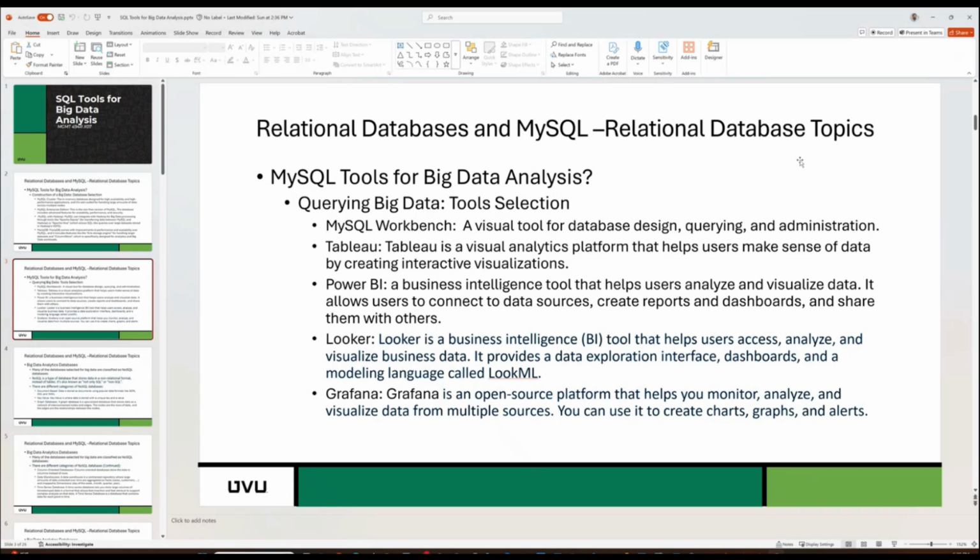Now you have Power BI from Microsoft that's really starting to make a lot of inroads and things like that. I'd never heard of this thing called Looker, but when I was looking up different analytics tools, it was one that popped up. Maybe some of you have some familiarity with it. Grafana is something I've used a lot.